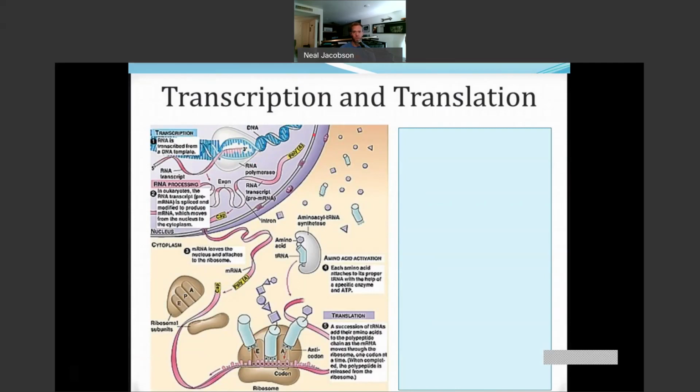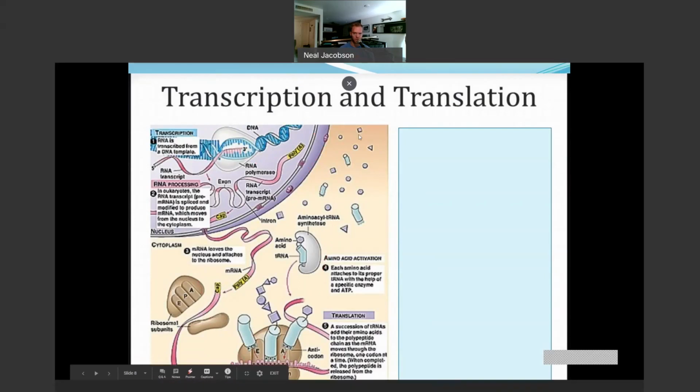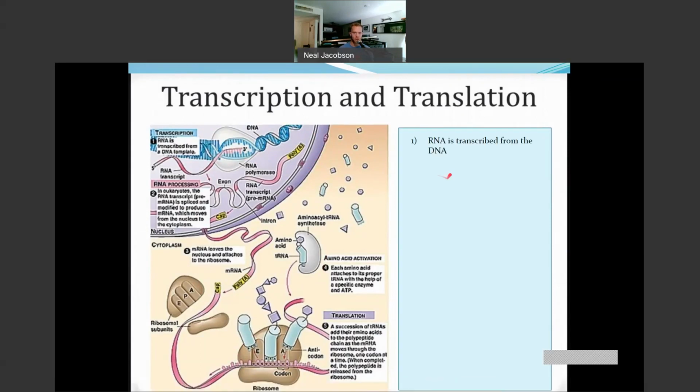Okay, so this slide breaks down everything that we've talked about for the last two units. All right, so let's start at the beginning. RNA is transcribed from the DNA up here. Then in eukaryotes, that RNA is modified. Remember, it's going to get the introns spliced out, exons glued together. So RNA processing is what it's called in this slide. It gets a GTP cap added onto it. It gets a poly A tail added onto it.